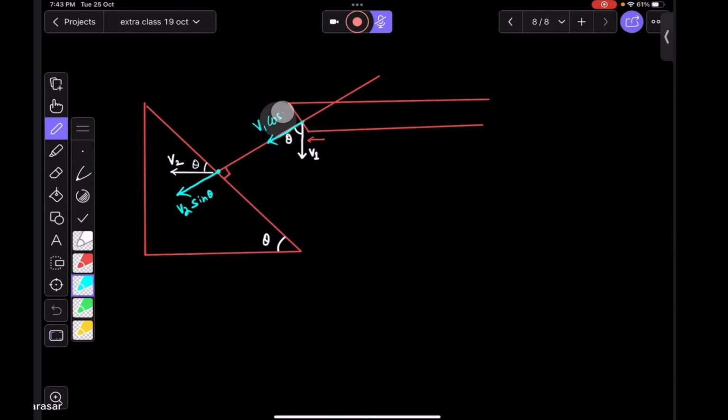Now think as if I have a particle going with velocity v2 sine theta, and it is being chased by another particle moving towards it with v1 cos theta. For them not to have any change in the separation, their velocities must be equal. So that is what I will do here. We'll have v2 sine theta equal to v1 cos theta. So v1 equals v2 tan theta.